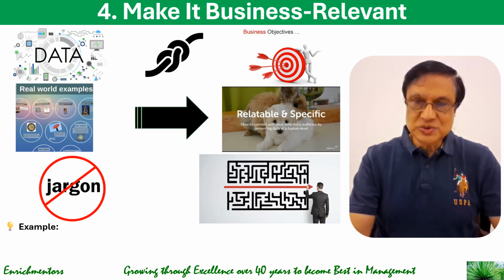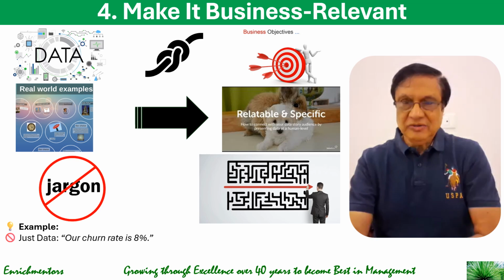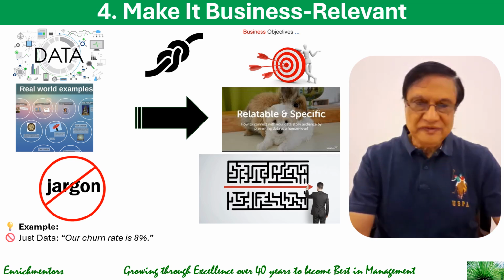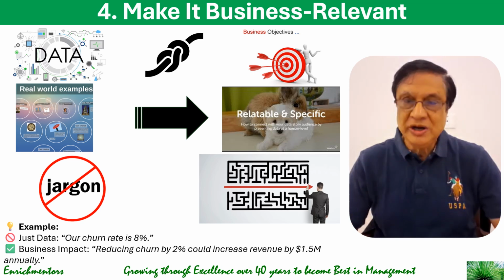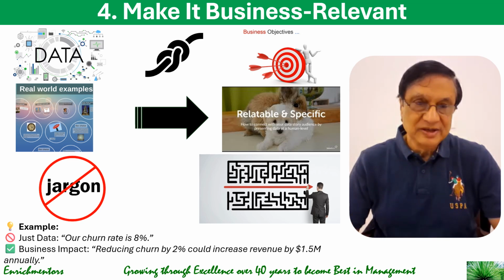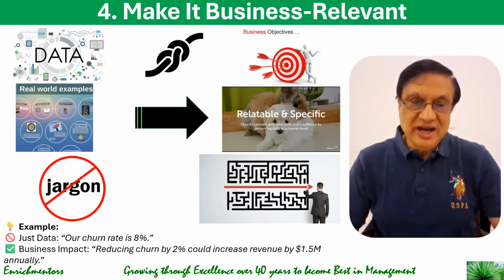An example of this would be, say just the data, our churn rate is 8%, right? Now the business impact of that, a better way to present it, would be that reducing churn by 2% could increase revenue by 1.5 billion annually. So you are translating that into key business objectives. That if you reduce the churn by 2%, this is what it means.